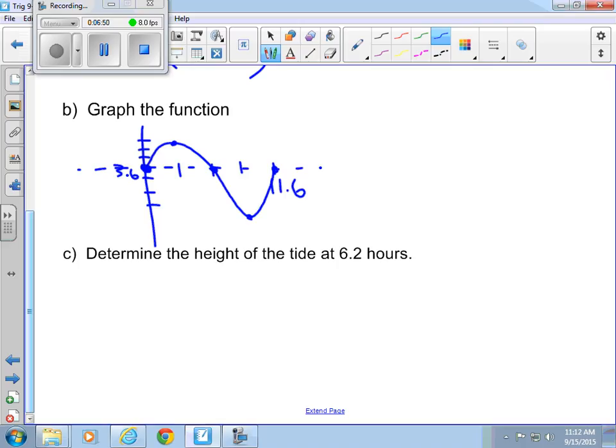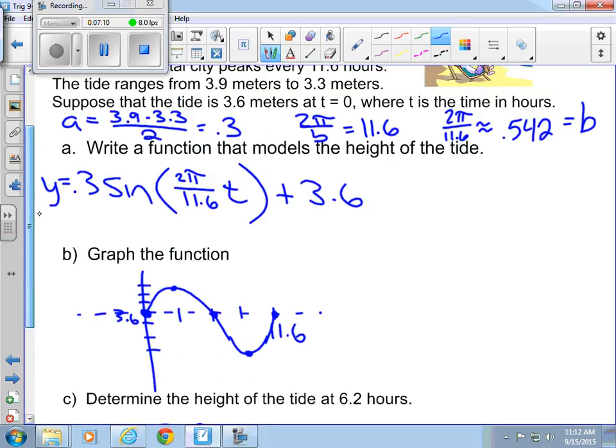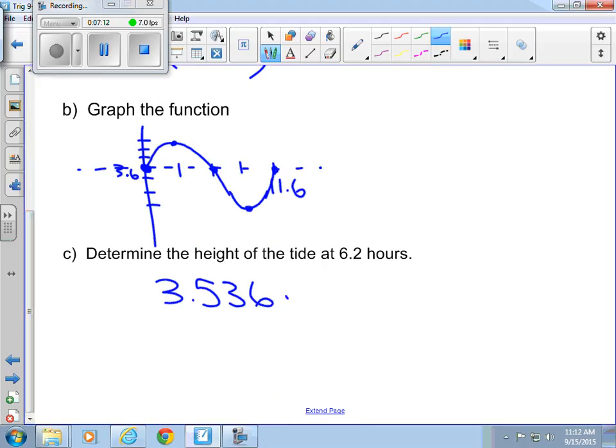Too far down. Bottom point. I don't know if I did any better. 3.536. Okay, and that unit would be in meters. Any questions about that?